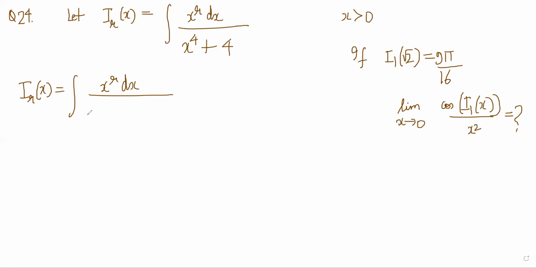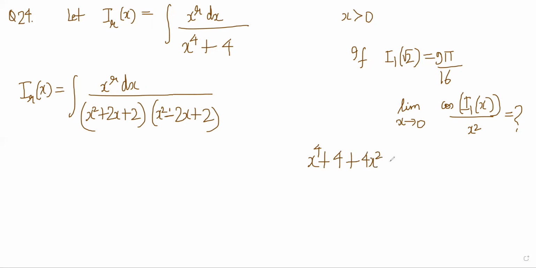It is a standard factorization of x power 4 plus 4, and that is equal to x square plus 2x plus 2 and x square minus 2x plus 2. How do I do this factorization? I just complete the square: x power 4 plus 4 plus 4x square minus 4x square. And that becomes x square plus 2 whole square minus 2x whole square. And now you do a square minus b square, that is a plus b into a minus b.